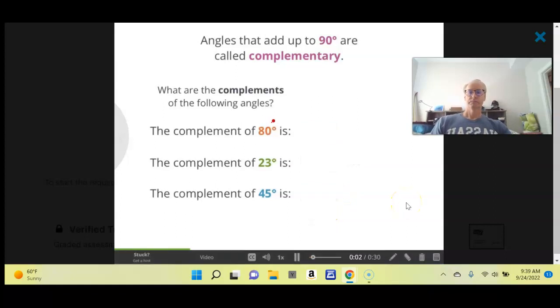Nicely done. An 80-degree angle is complementary to a 10-degree angle, 23 degrees is complementary to a 67-degree angle, and a 45-degree angle is complementary to another 45-degree angle. So this is the definition for complementary angles.